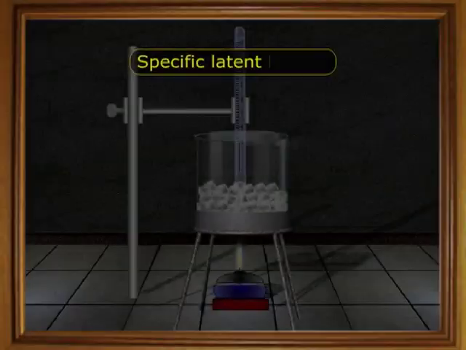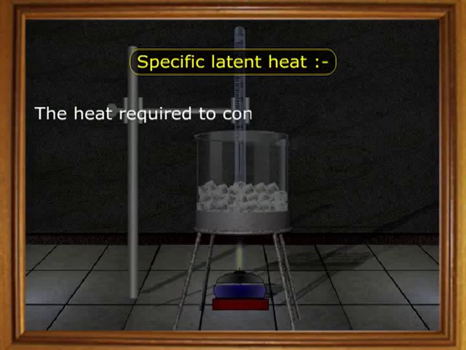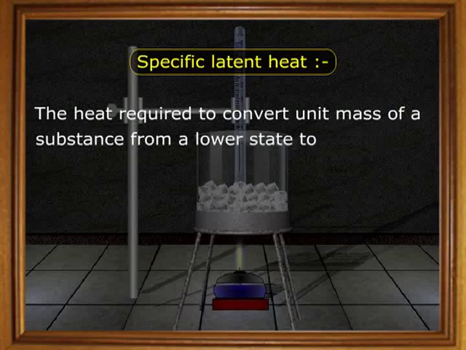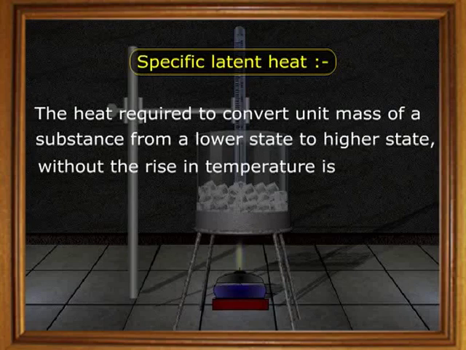Now, let us see the definitions of specific latent heat of fusion and latent heat of vaporization. The heat required to convert unit mass of a substance from a lower state to a higher state without the rise in temperature is called the specific latent heat.